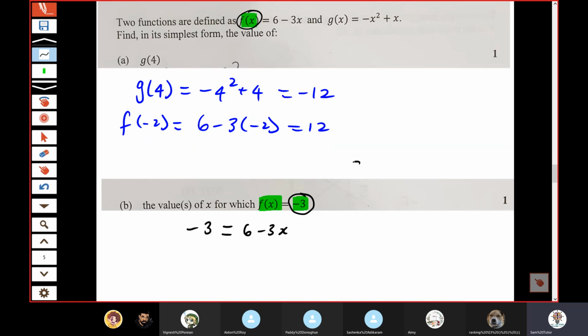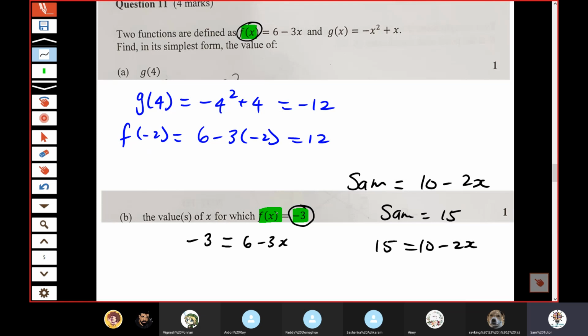It's like me saying this to you. Sam equals 10 take away 2x. And I'll tell you, Sam is 15. Well, isn't that the same as you saying, oh yeah, 15 equals 10 take away 2x? That's exactly what you've done. Instead of being Sam, it just says f of x. So don't let the f of x confuse you. Same logic.